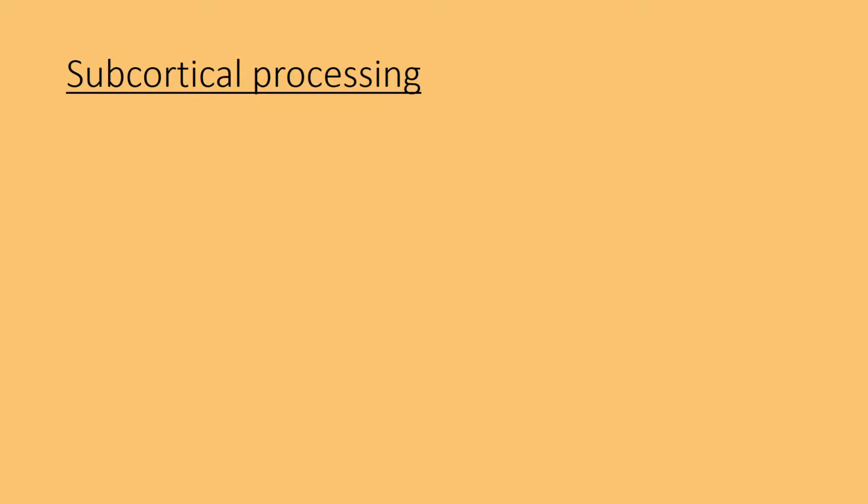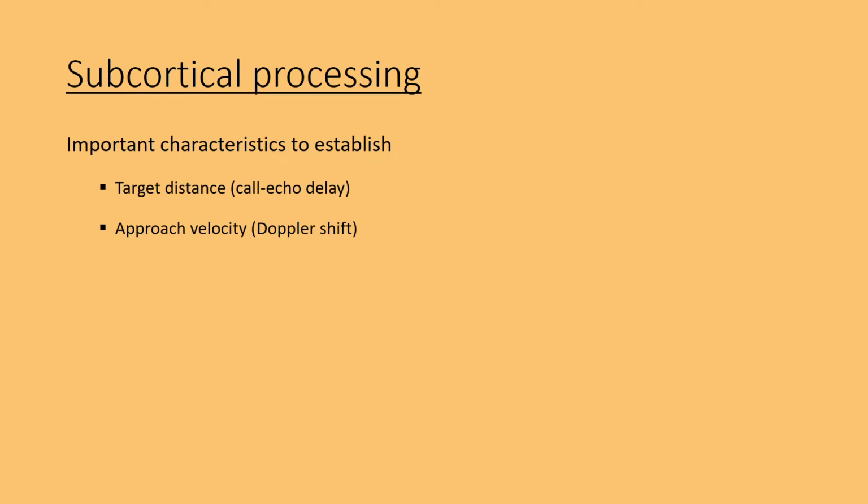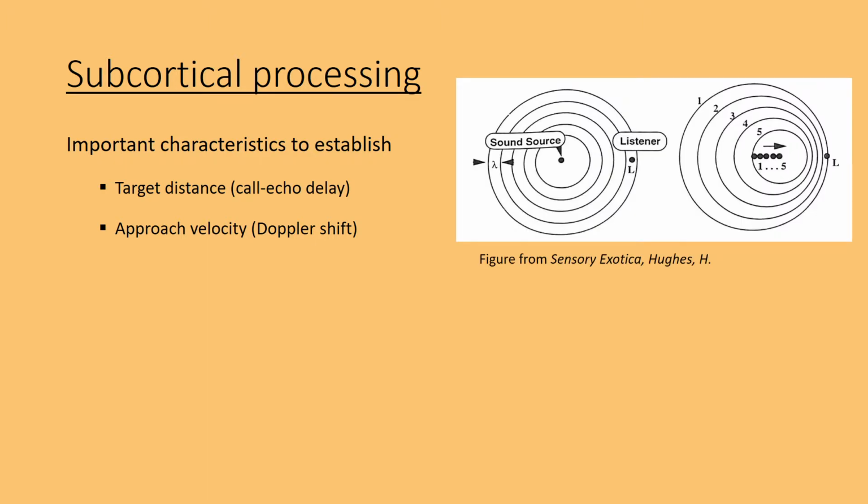The two most important characteristics to establish are the target range and the approach velocity. Target range is computed using call echo delay information, and approach velocity is established using a Doppler shift that changes the echo frequency. As the bat approaches a target, the returning echo undergoes the Doppler effect and gets shifted up in frequency. This change in frequency is processed in specific regions of the auditory cortex to compute approach velocity. The time delay between the call and the echo is also computed in the auditory cortex, which is used to establish target range. So, how does the bat detect these changes in frequency and the time delay subcortically?